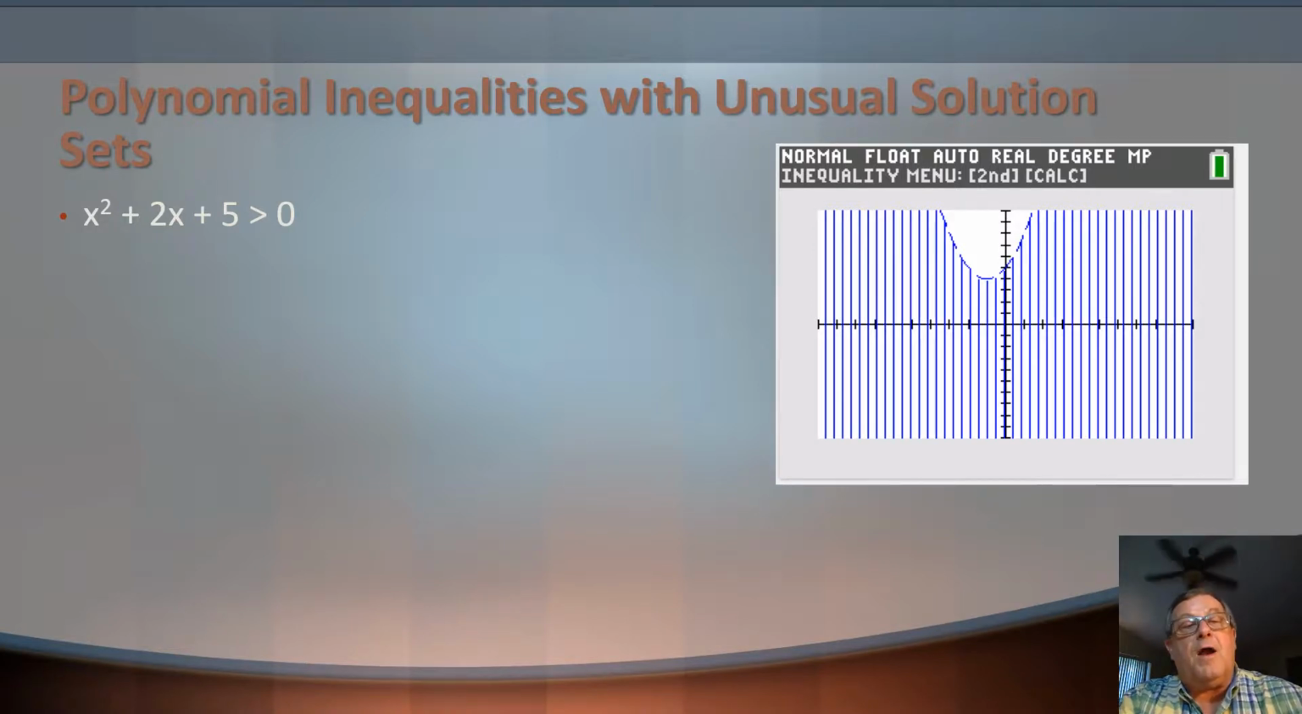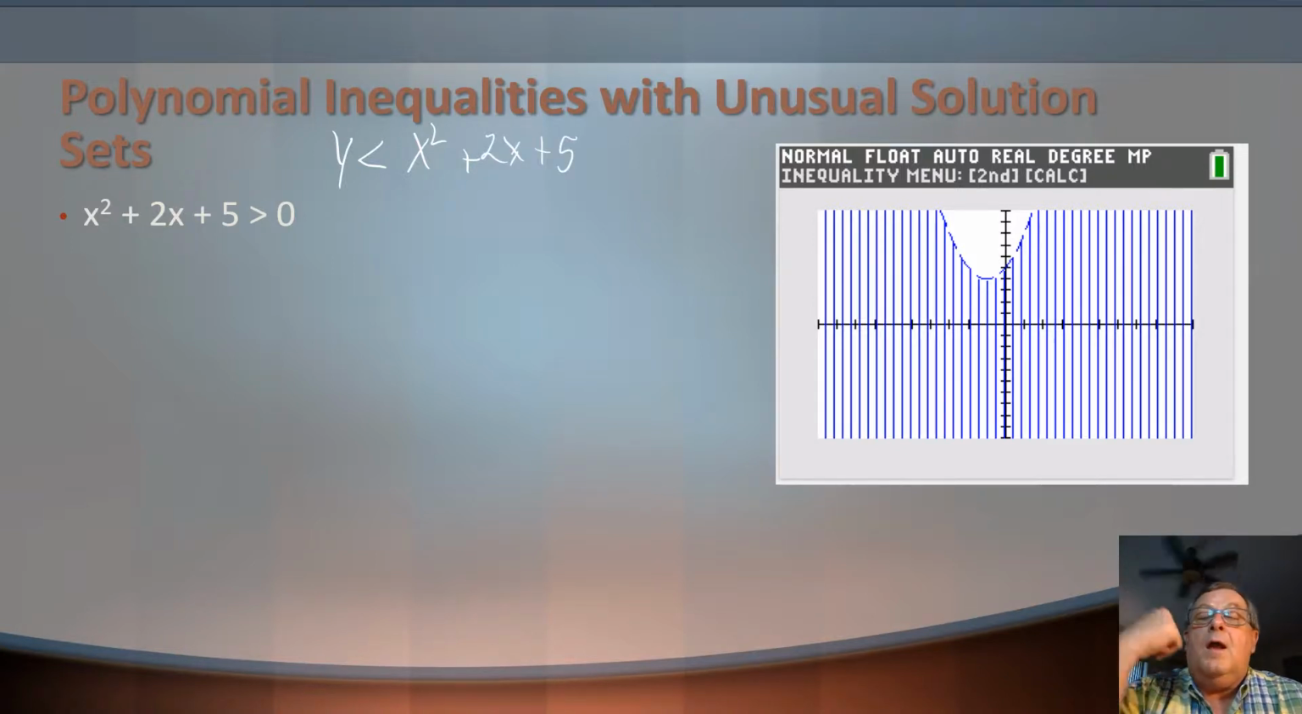And remember, if I graph this, I have to make sure I want that pointed end, the arrow end of that inequality facing the same way, which would be y is less than x squared plus 2x plus 5. And you can see I've got two regions here. I've got a region inside the parabola and a region outside the parabola. And in this case, you can see that the solution set is all outside of the parabola.